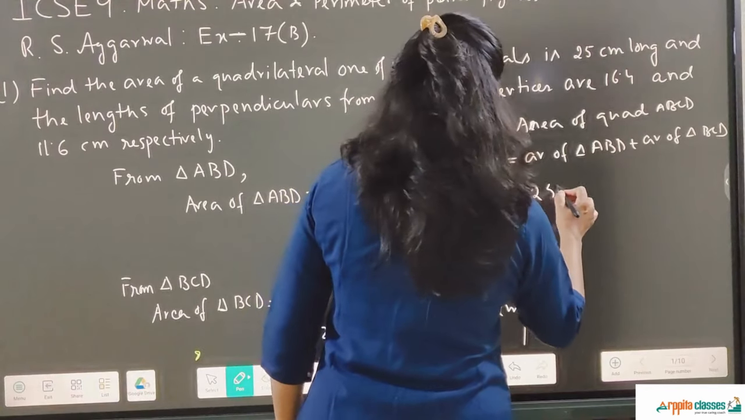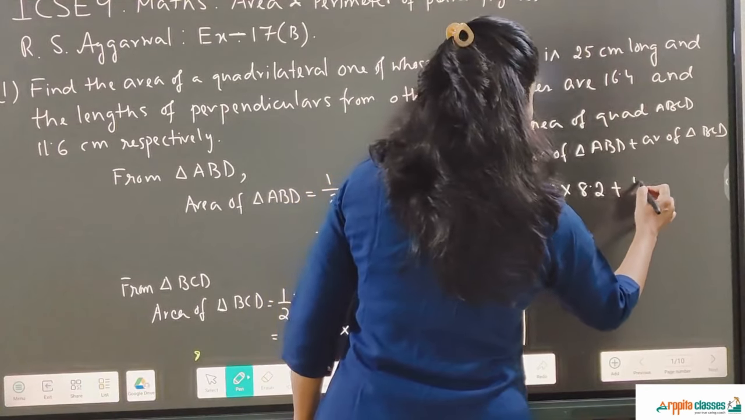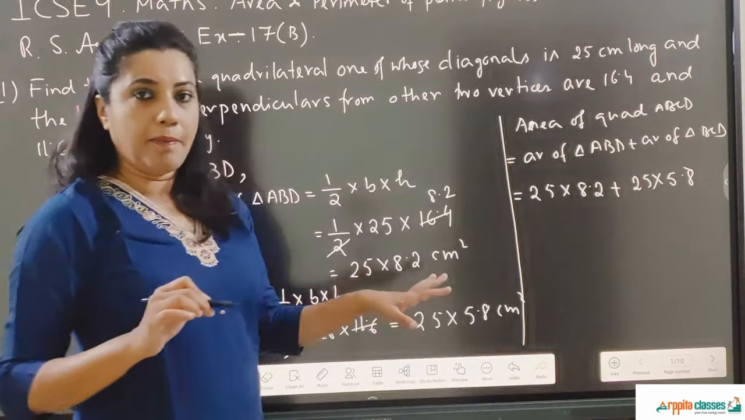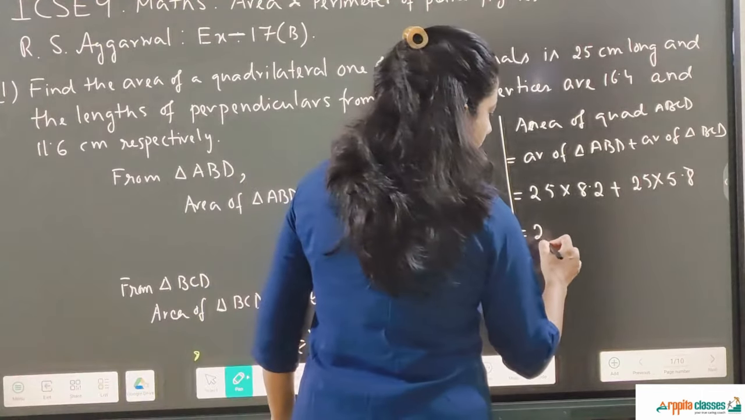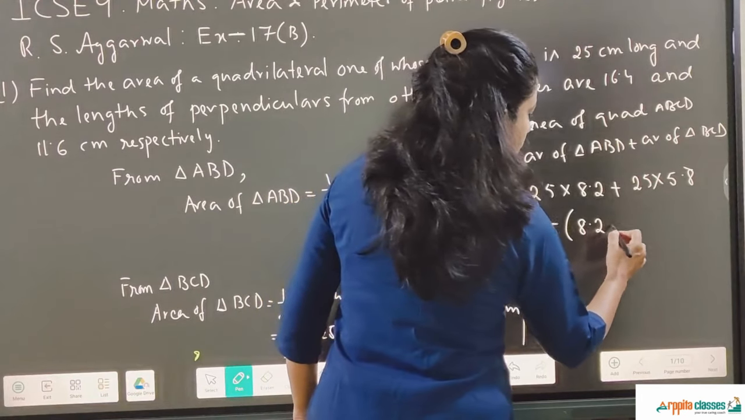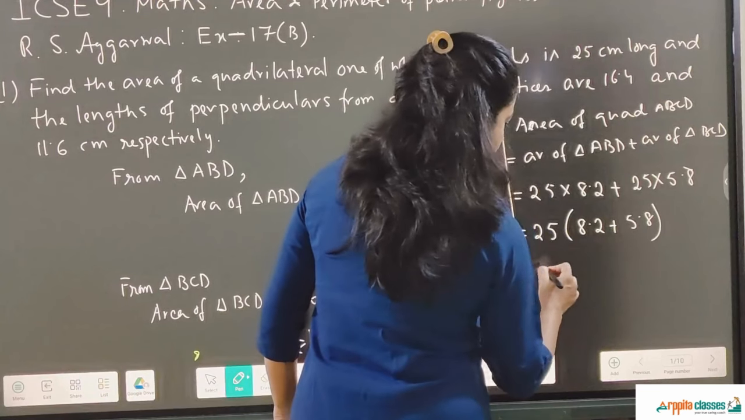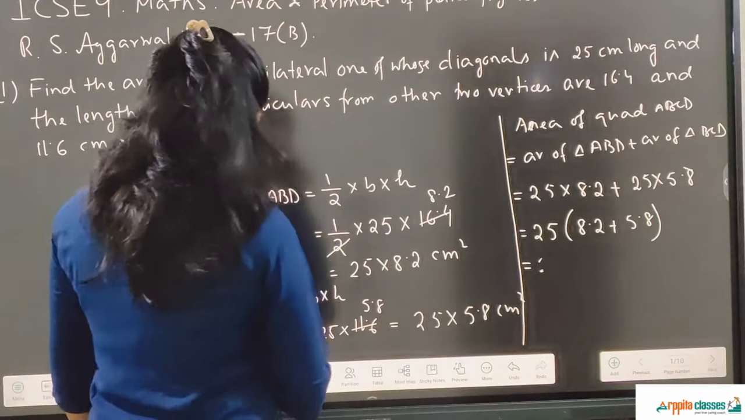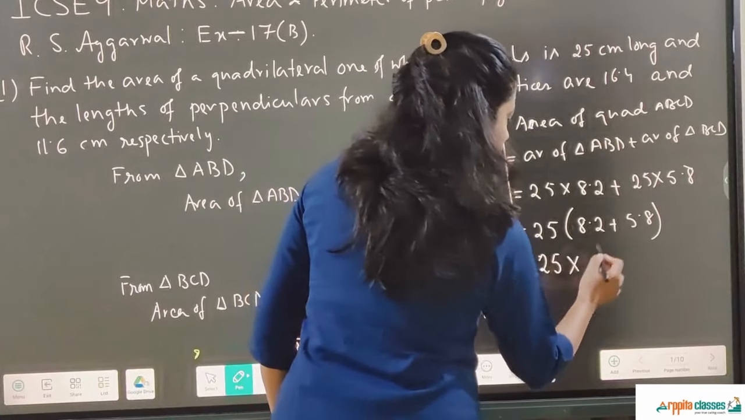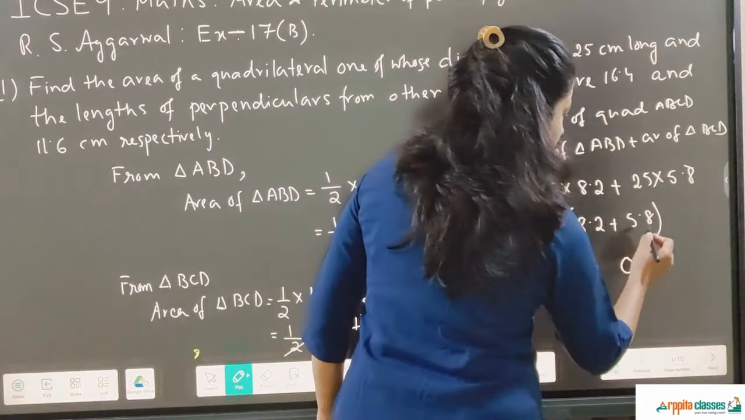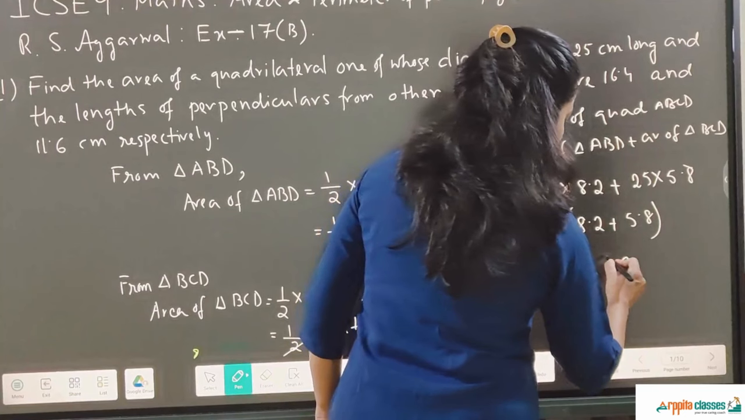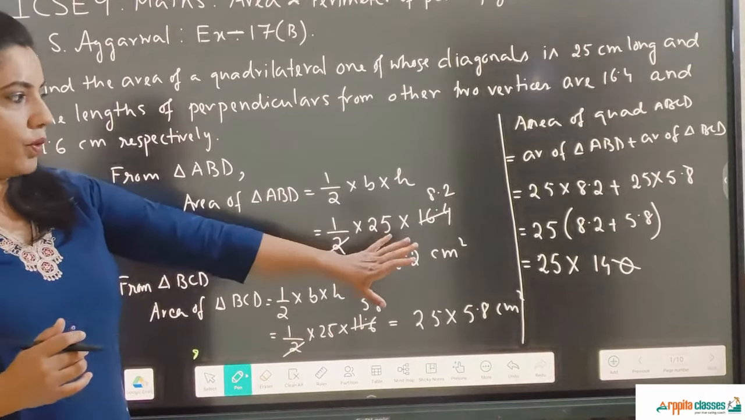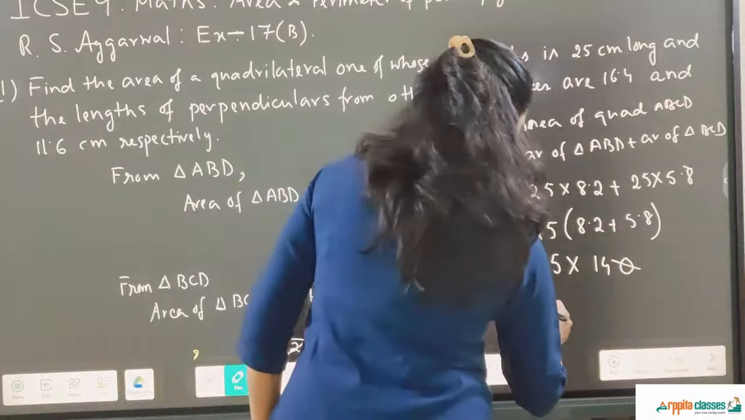So here we are getting 25 into 8.2 plus 25 into 5.8. Now see, I did not multiply. Why? Because here I can take 25 common. So it will be 25 into 8.2 plus 5.8. You add them together, this is coming 14. Yes, 14. So 25 into 14. Now I will multiply to get the area.